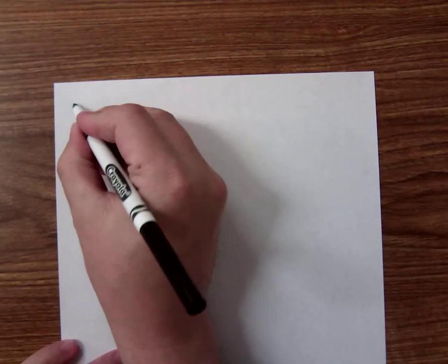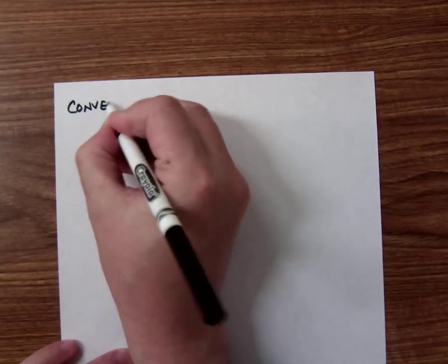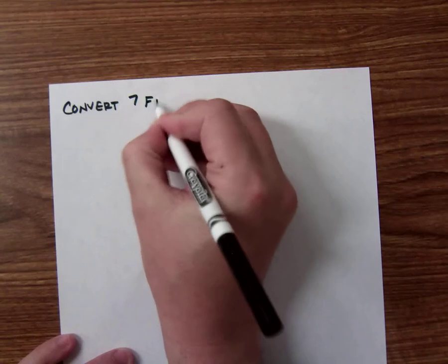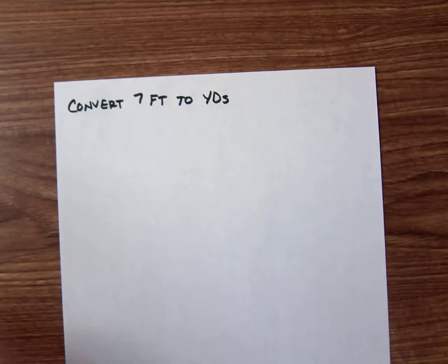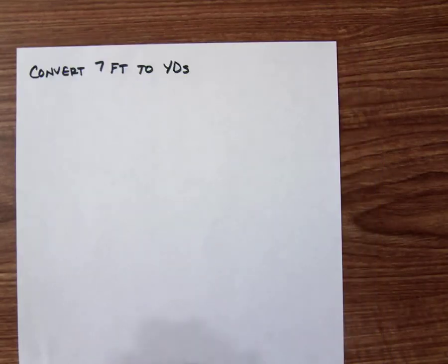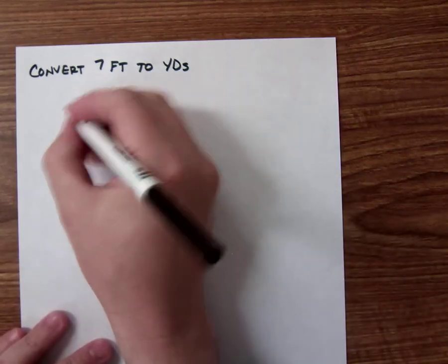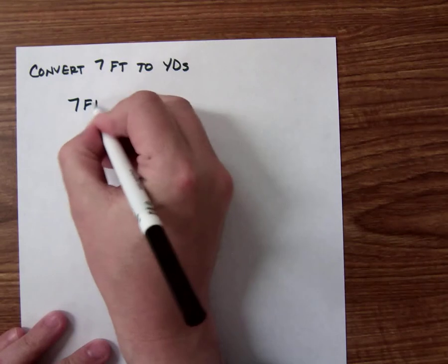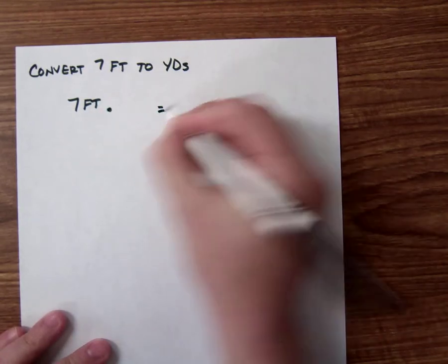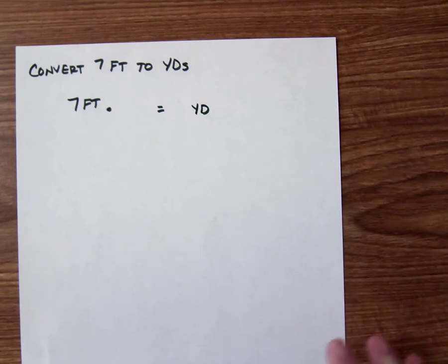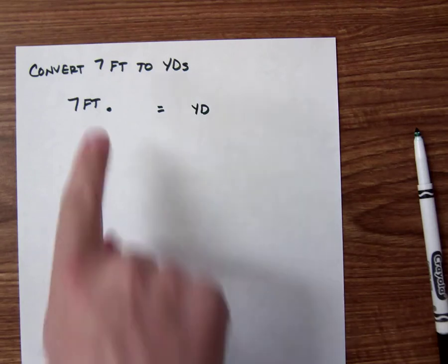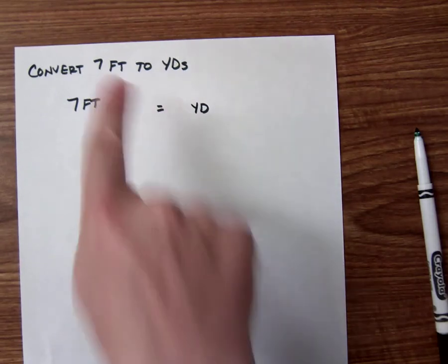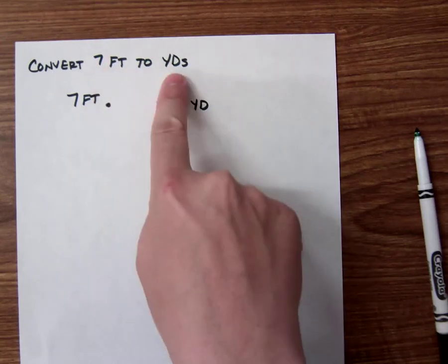Let's convert 7 feet to yards. So I'm going to do 7 feet. I'm going to multiply it by something, and it's going to equal some yards. The question is, what do I multiply by? I'm going to need one of my unit fractions that includes both feet and yards. I have my measurement in feet. I would like my measurement to be in yards.